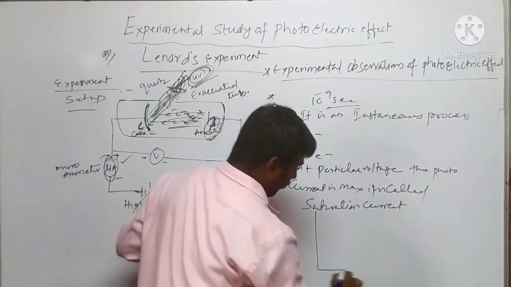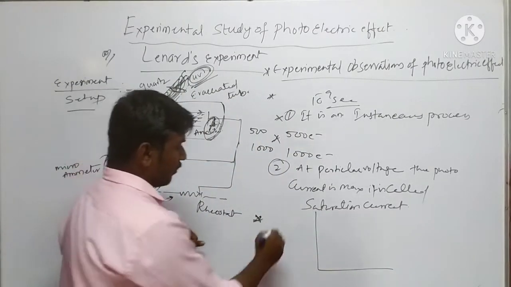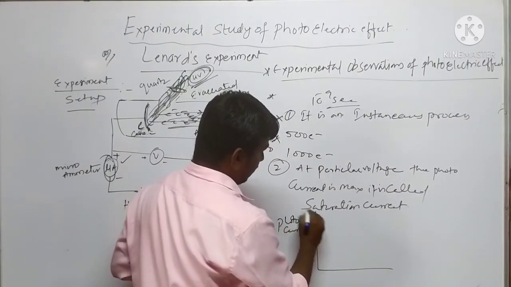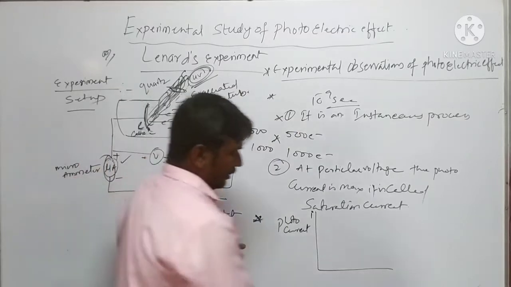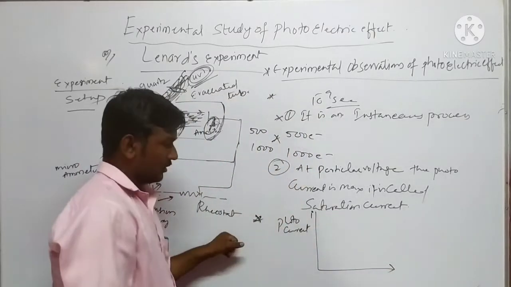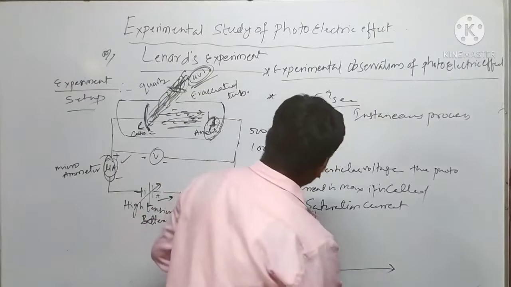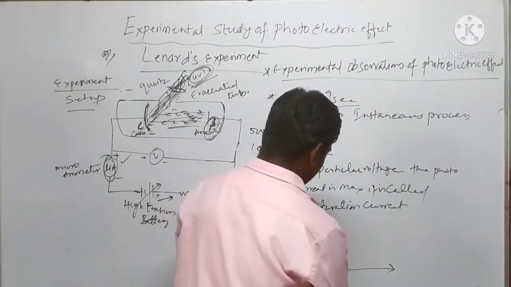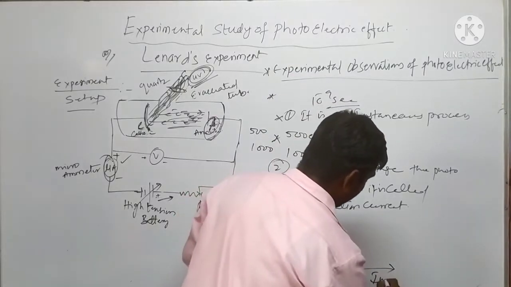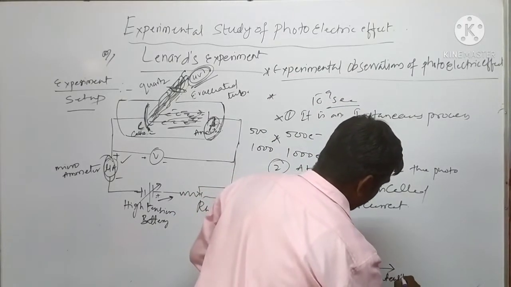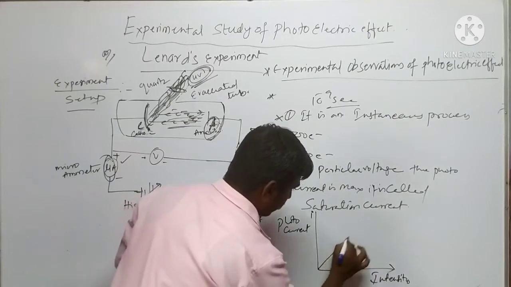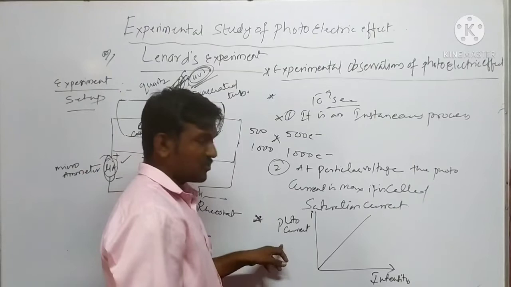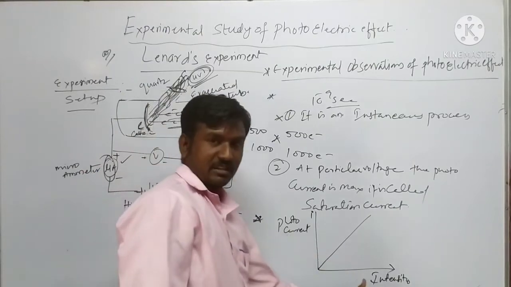Therefore, you get a graph here: photo current, indicated by small I, versus intensity. The photoelectric current is proportional to intensity. So as intensity increases, photoelectric current also increases. This is the graph for observation of photo current versus intensity.